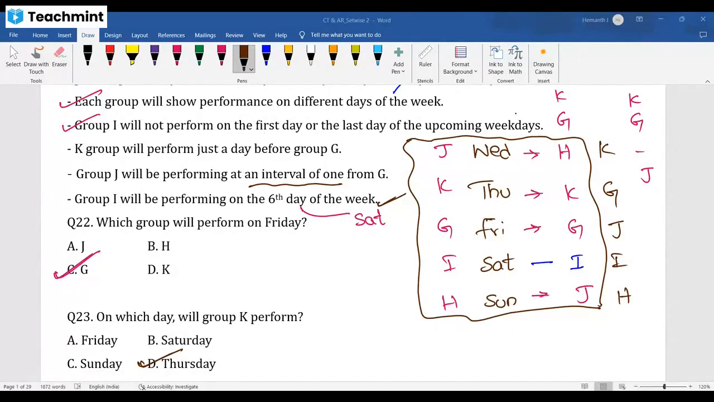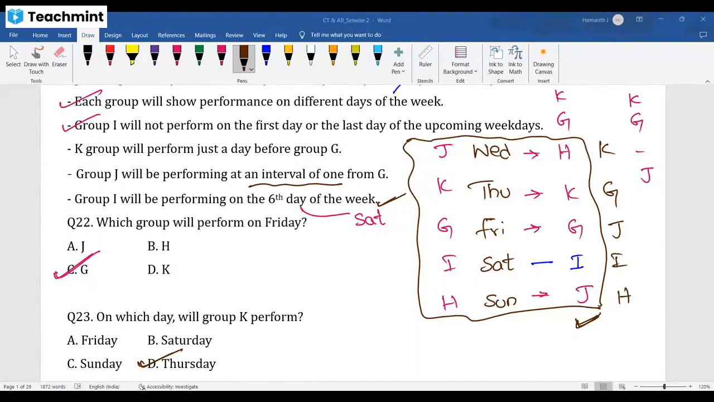Gij that we already kept. Fine. Okay. Maybe if we think they use the word after, J will be performing after G. If we consider an interval of one gap, it can be either way. But the possibility is more for this one. We can take the possibility of more.